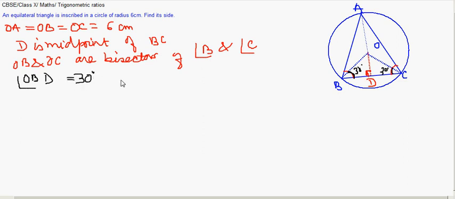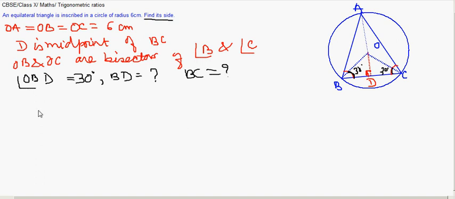I'm concentrating on these triangles. I'm writing OBD 30. I'm writing BD. Oh no, we don't know BD actually. We need to calculate BD. Then only we can calculate BC, because BD is half of BC. We have to find its side, meaning either I find BC, AB or AC. I'm concentrating on finding the BC part. So BD can be calculated, and obviously we need BC.